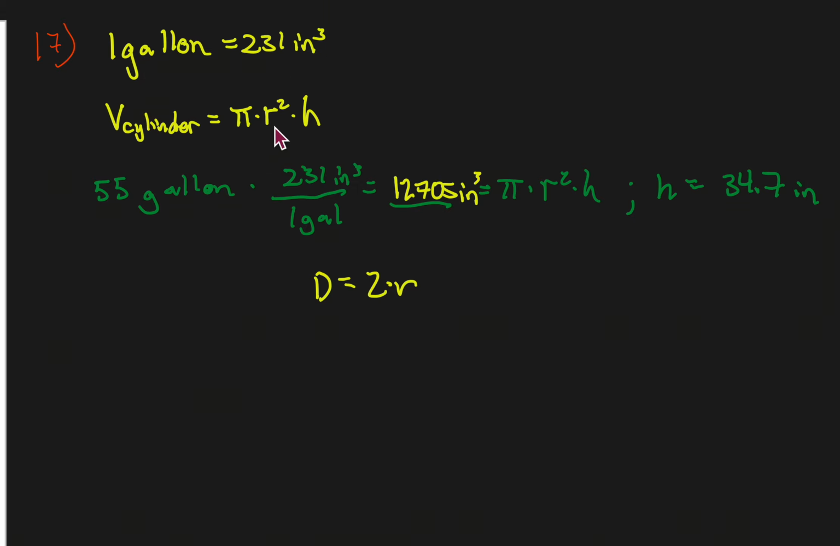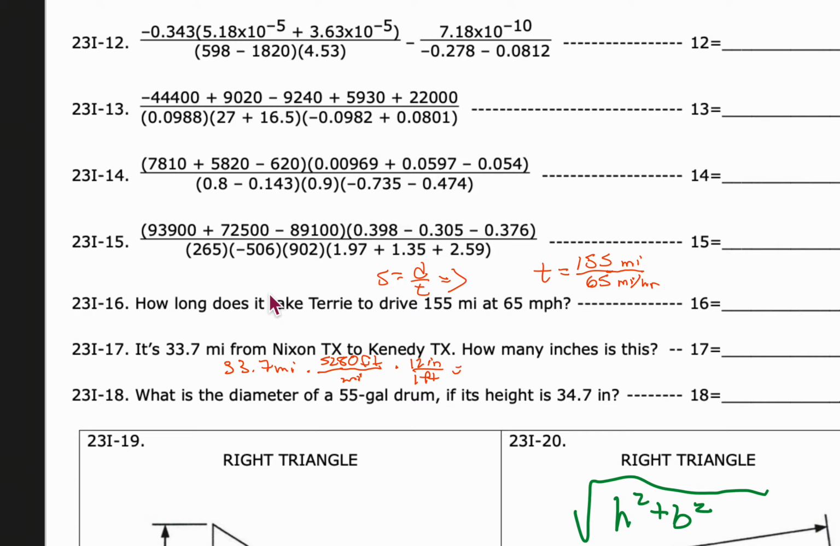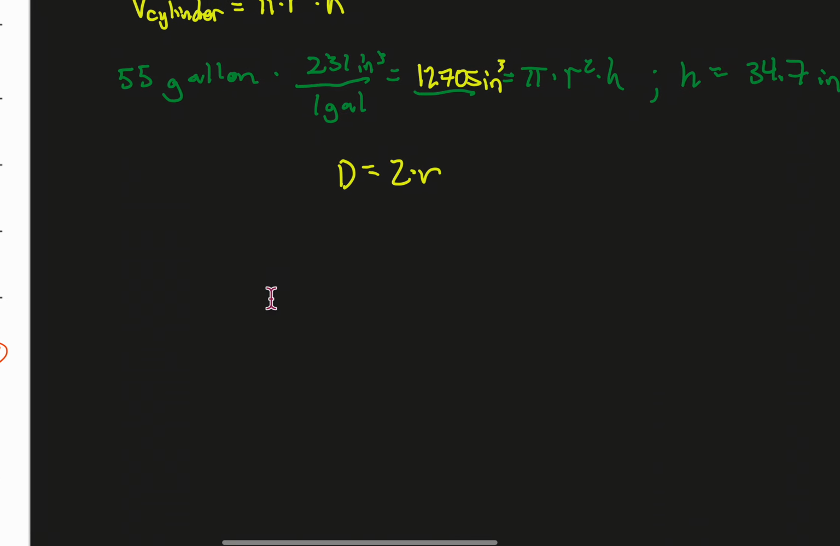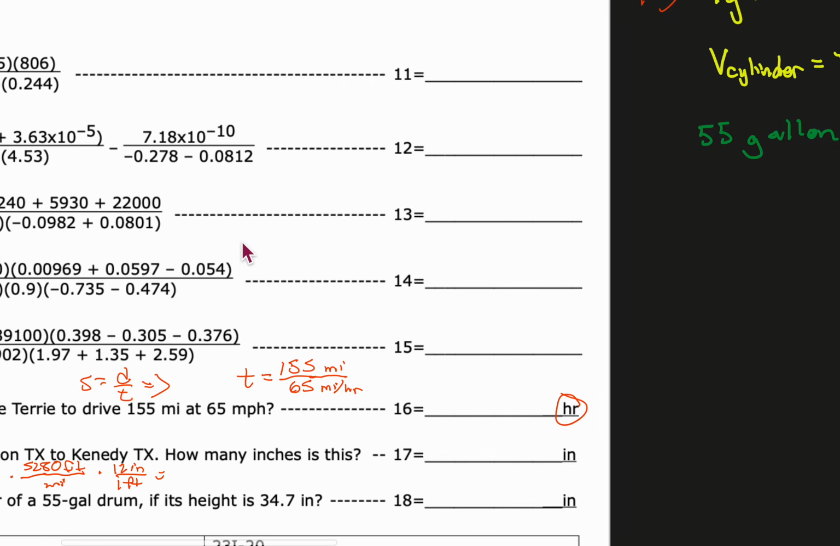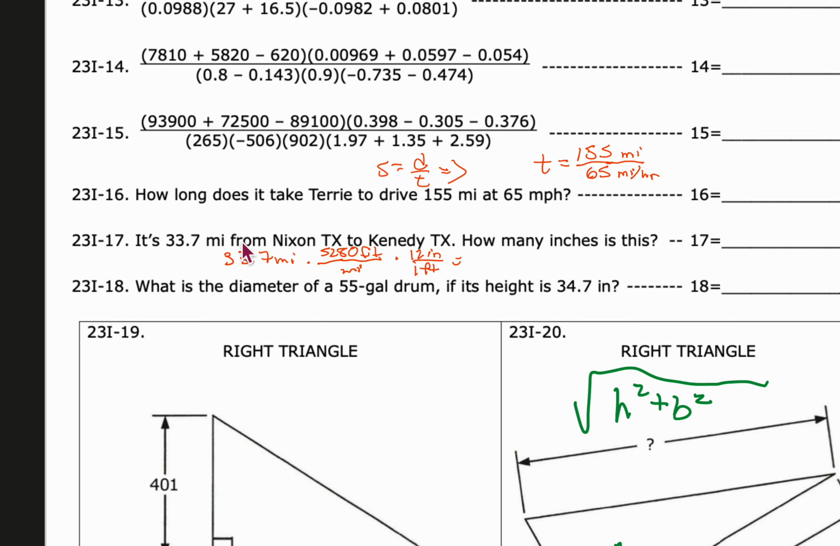The volume for a cylinder is pi r squared times h, and they want us to find the radius here. Or do they want the diameter? They actually want the diameter, so don't fall for that. My note here says diameter is 2 times the radius. So that tells me that once we get the radius, we're going to multiply it by 2, and then we have our diameter.